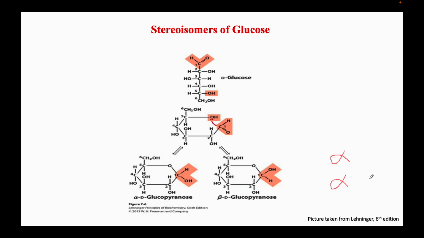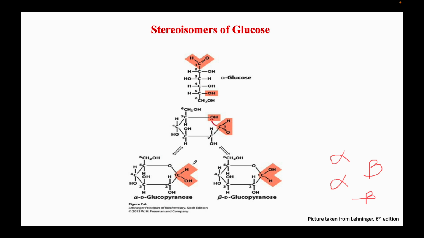Whereas for beta we write like this. This is how I remember, and it might be useful for you also. So in beta we go up, so the OH is above the plane of the axis. This is how I remember the structure, right? And these are the stereoisomers of glucose.